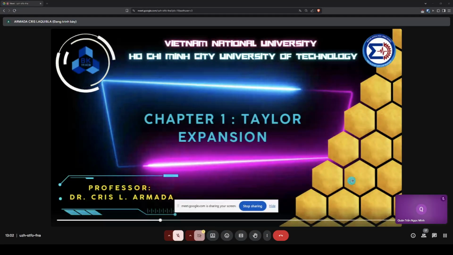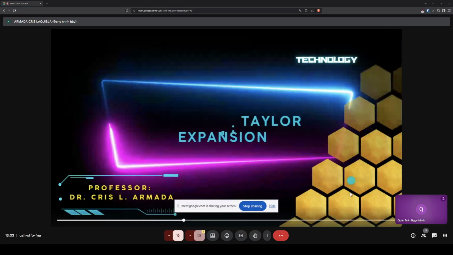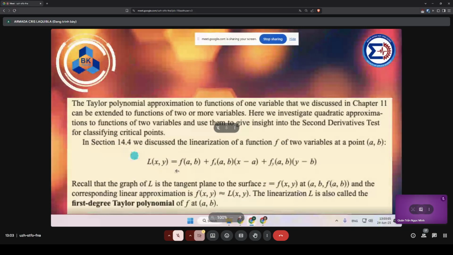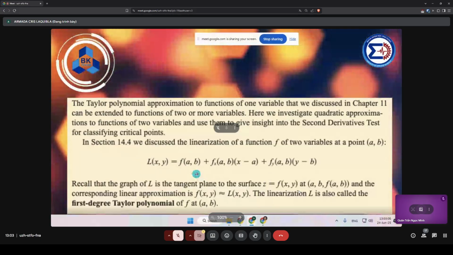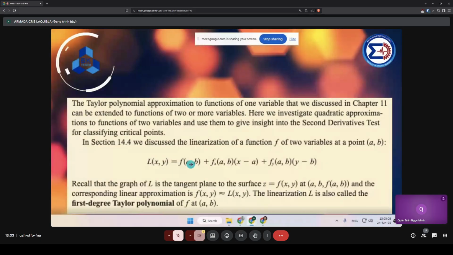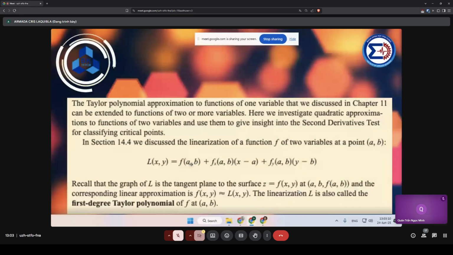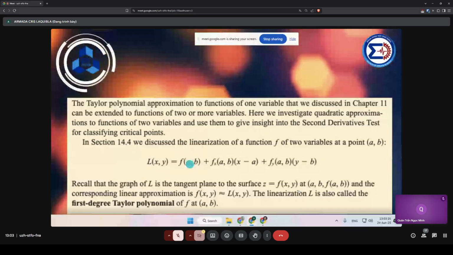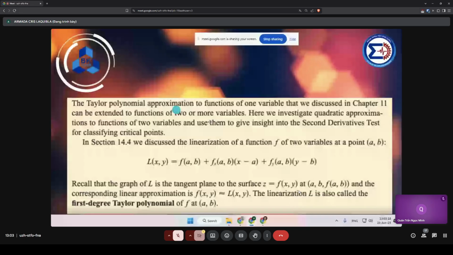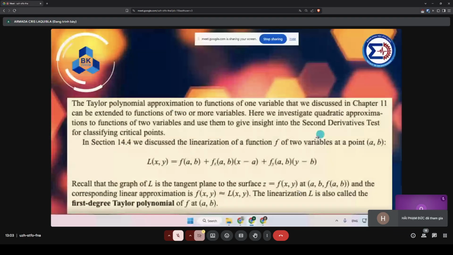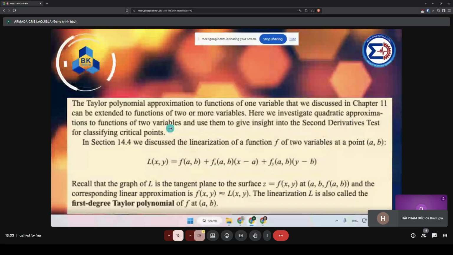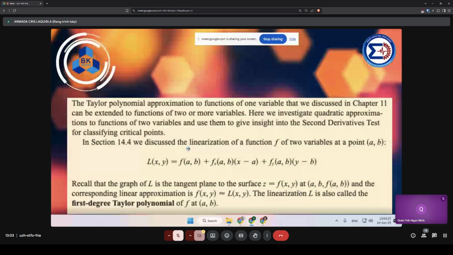Okay, so first, this is about the first degree Taylor polynomial, because we will use this for our second degree Taylor polynomial. The Taylor polynomial approximation to functions of one variable, we discussed that already in calculus 1.